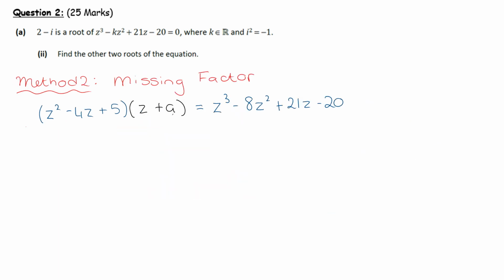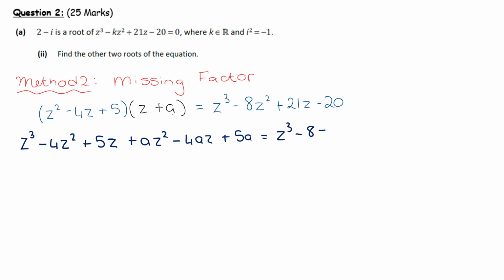So if you want to use that missing factor method, we're going to multiply. So we have z cubed minus 4z squared plus 5z plus az squared minus 4az plus 5a equals z cubed minus 8z squared plus 21z minus 20. So this is our identities, or unknown coefficients. So we get z cubed equals z cubed, and that's of no help to us at all.